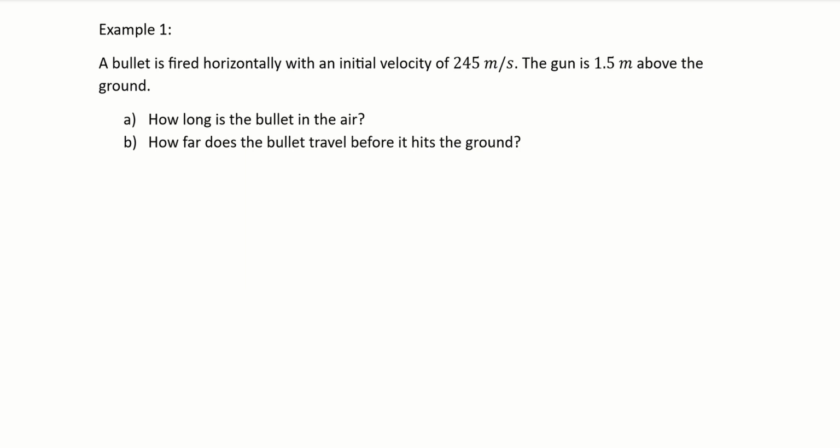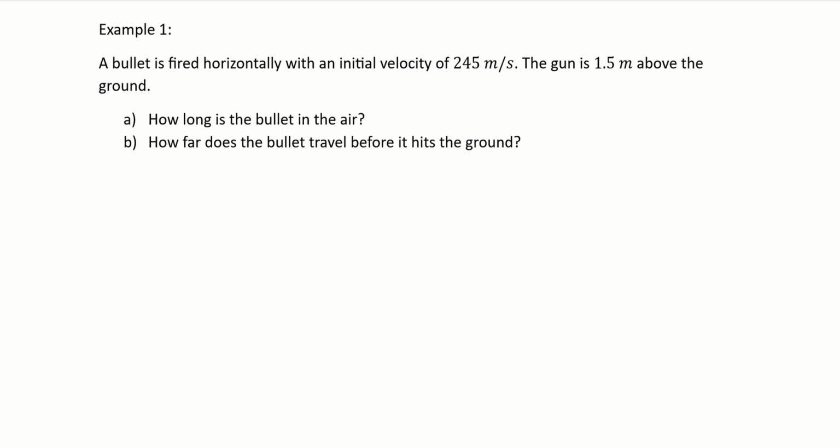We're going to look at example 1 from your notes, your class packet. So we're looking at horizontal projectiles. These are projectiles that aren't shot at any specific angle. They're just shot at a perfectly horizontal trajectory. So this is saying there's a bullet fired with an initial velocity of 245 meters per second. The gun is 1.5 meters above the ground. So the first thing I want us to figure out is how long is the bullet in the air?